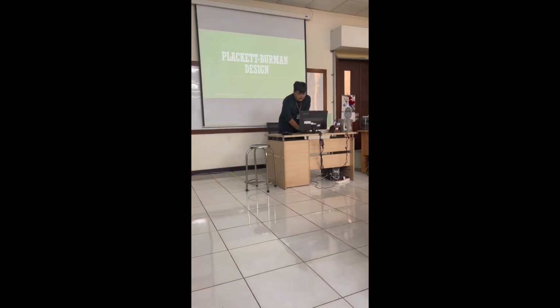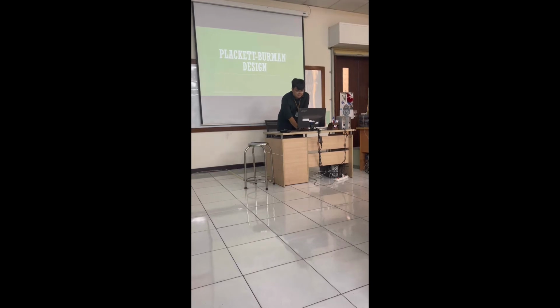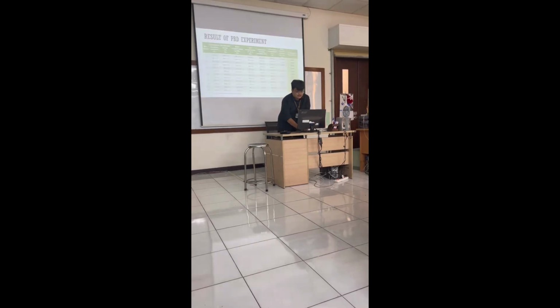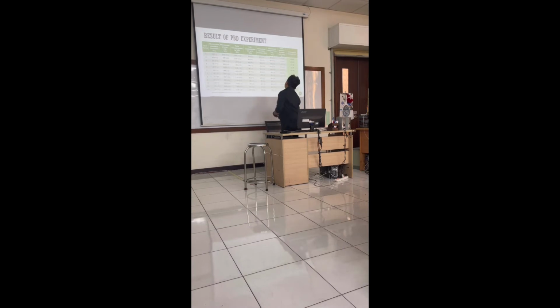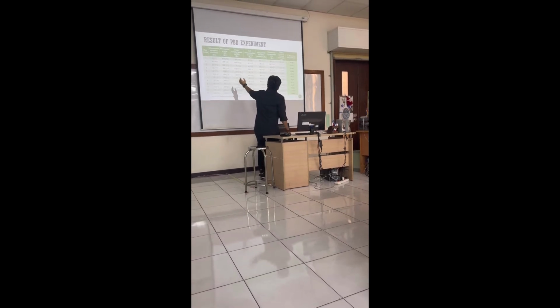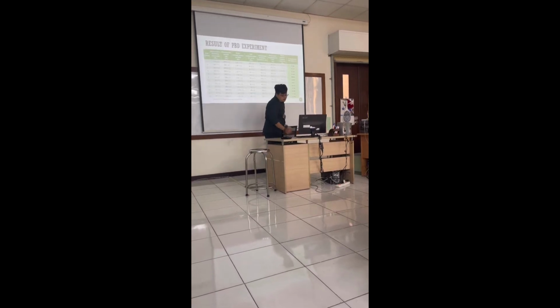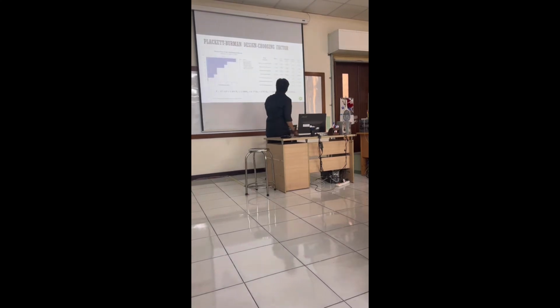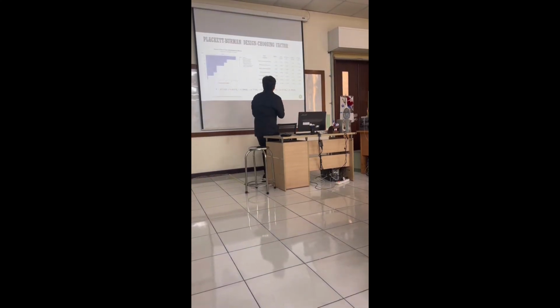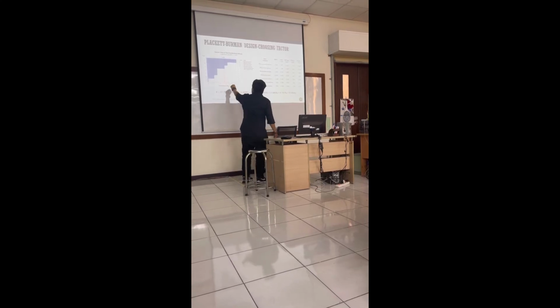First, I want to go to the results and discussion. Firstly, I want to mention the Plackett-Burman design for screening. And here is the result for the screening. You can see that I use 7 factors, and this is the result for the RU. I use the Plackett-Burman design, and from that, by performing the ANOVA, you can see this is the Pareto chart for the design.